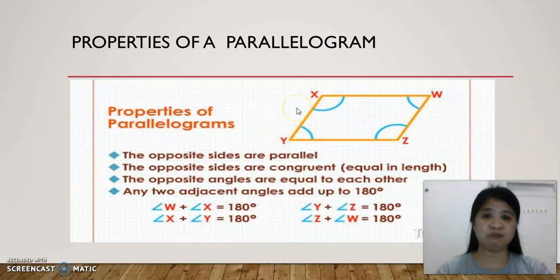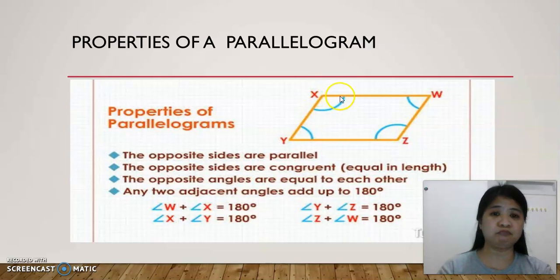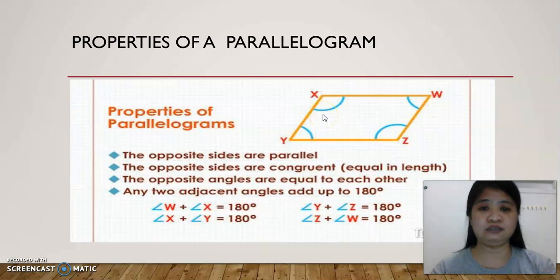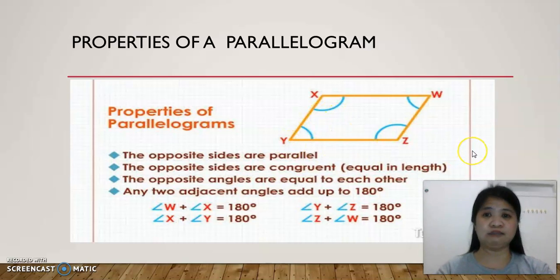So again, the properties of parallelogram. Firstly, we have two pairs of opposite sides that are parallel and have the same length. Next, the opposite angles are equal. So if, for example, this one is 60 degrees, then the other one here will be 60 degrees. Now the adjacent angles, that means WXY and XYZ, when you add these two angles up, the answer will be 180 degrees. So that is about the properties of parallelogram.